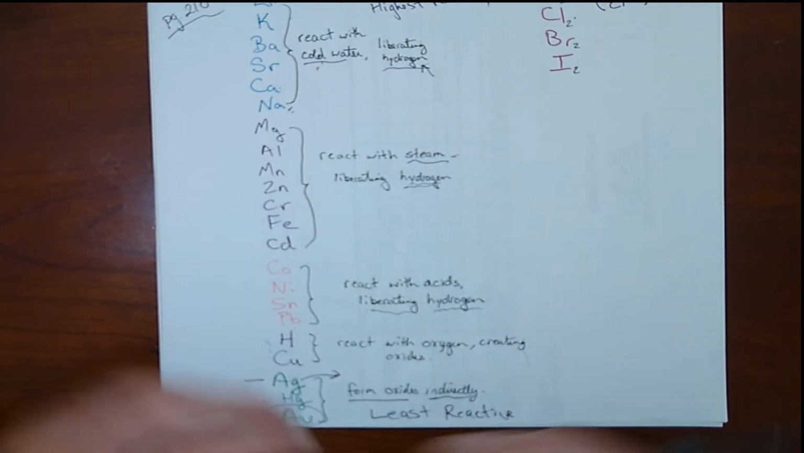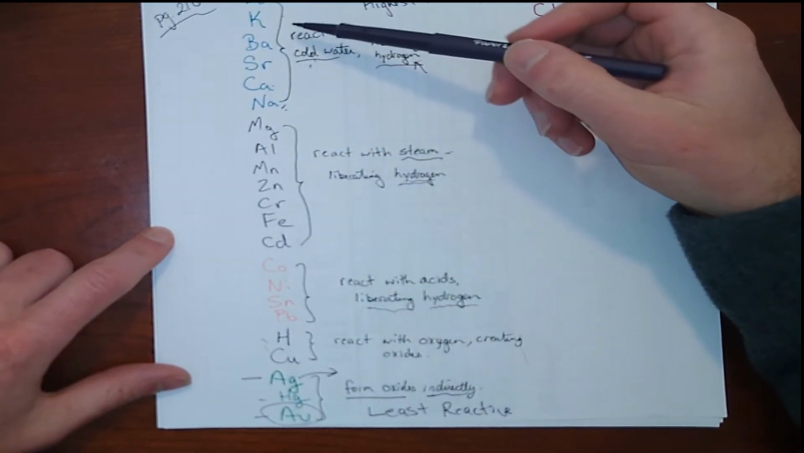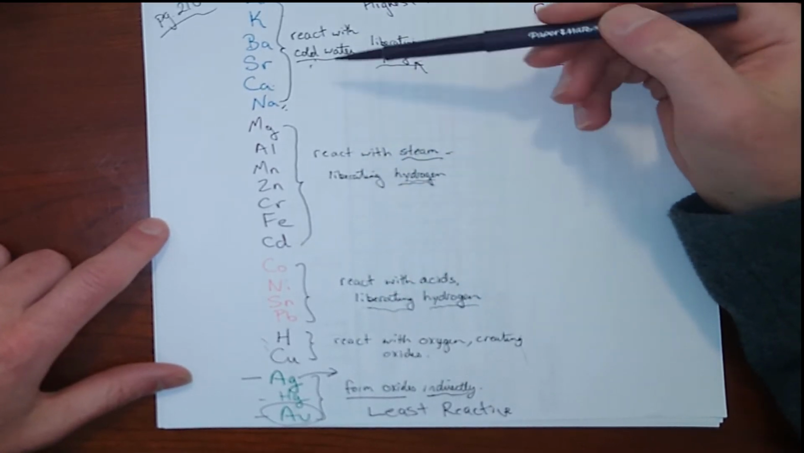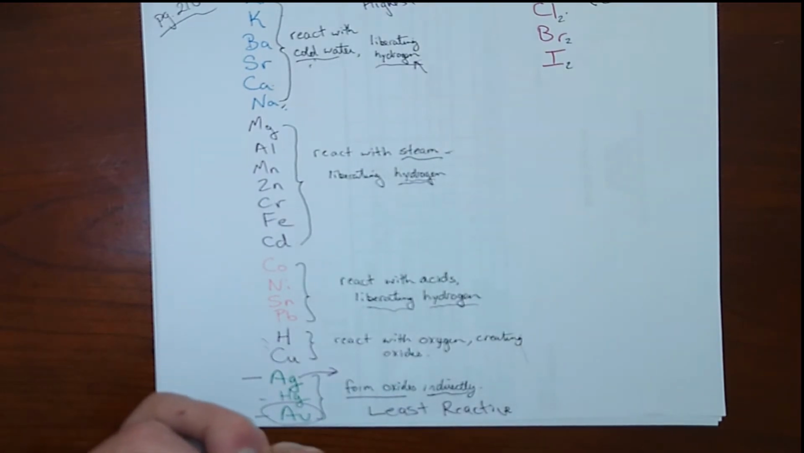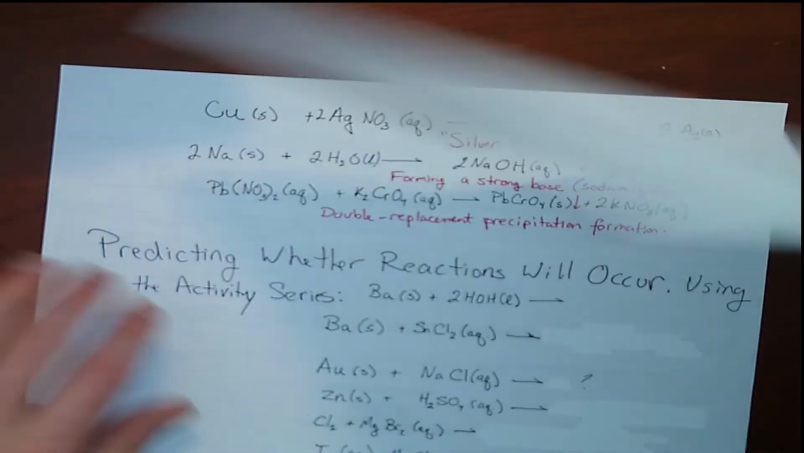So depending on how reactive they are, how high they are in the activity series, they will react with more substances or fewer substances, and under fewer conditions if they are more reactive, or more conditions if they are less reactive. So let's see how we can actually use this in practice.